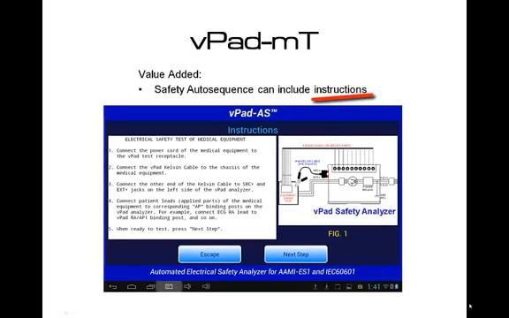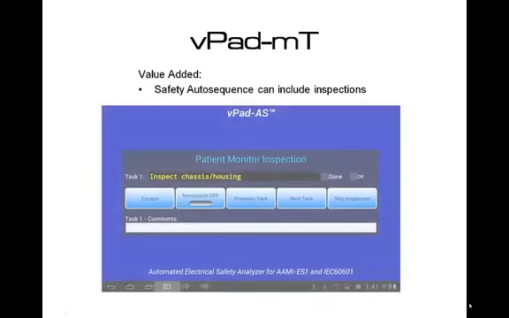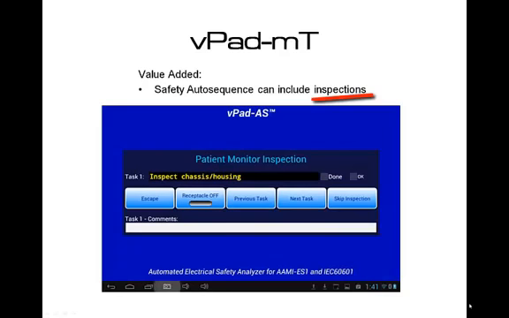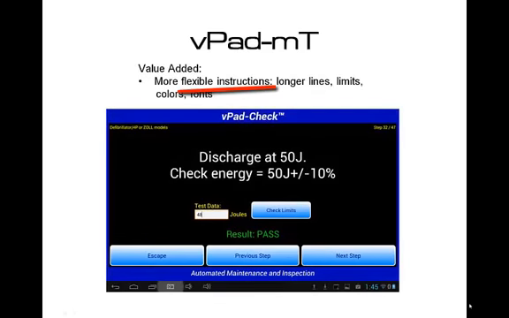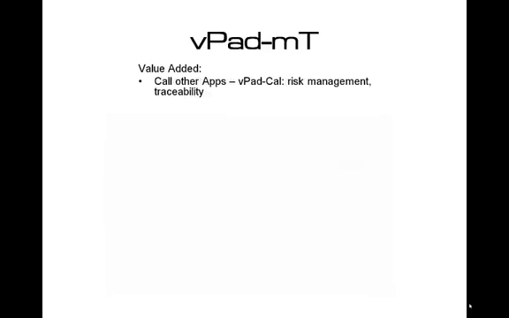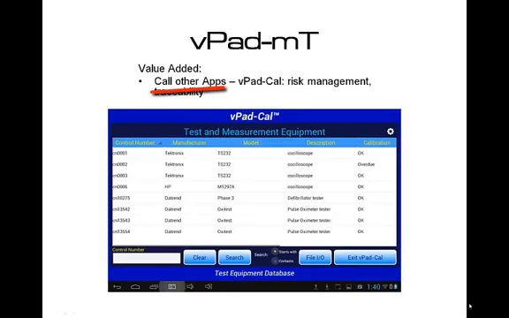Your electrical safety autosequences can now include instructions on how to set up the test. These instructions can include graphics and even videos. In addition, you can include a predefined inspection protocol of up to 50 steps. vPad MT supports numerous other instruction formats, including longer lines, tabular data, multiple fonts, colored fonts, and various forms of limits on test data. vPad MT also has the ability to call other apps from within a check procedure.